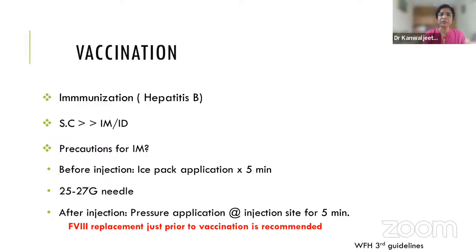In such cases, we should apply ice for 5 minutes before the vaccination. We should use a fine needle, and after injection, we should apply pressure for a sufficient duration of time. Earlier, there was controversy whether factor VIII replacement just prior to the vaccination would lead to increased inhibitor formation due to the immune activity going on during vaccination. But current guidelines recommend that it should be given just prior to the vaccination to prevent hematoma formation.